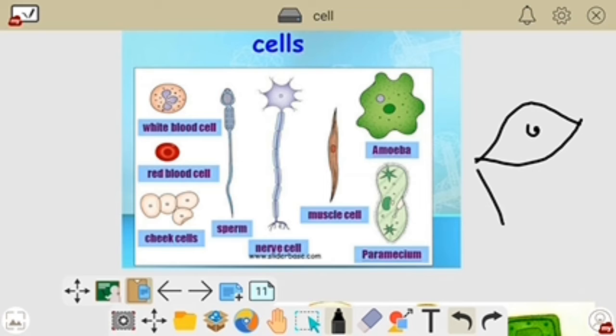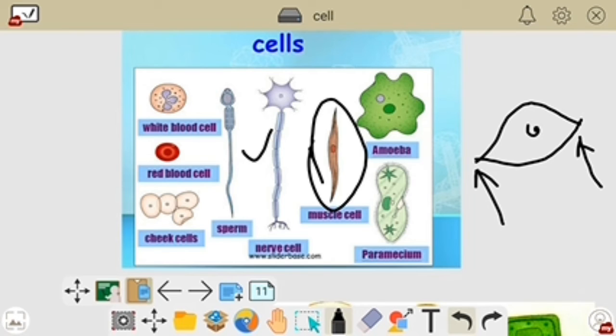So both ends look like a point for the muscle cell. Okay, so the muscle cell looks like this. As you can see, this is the muscle cell. And another cell is the nerve cell. This is the nerve cell. So see, all the different cells are different shapes, right? So they have different functions.